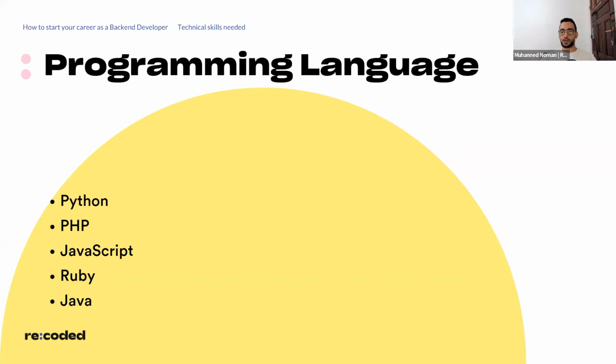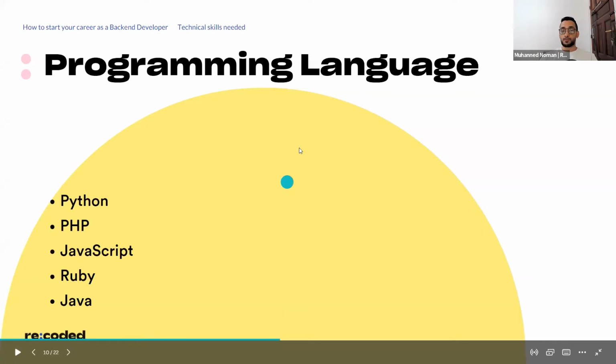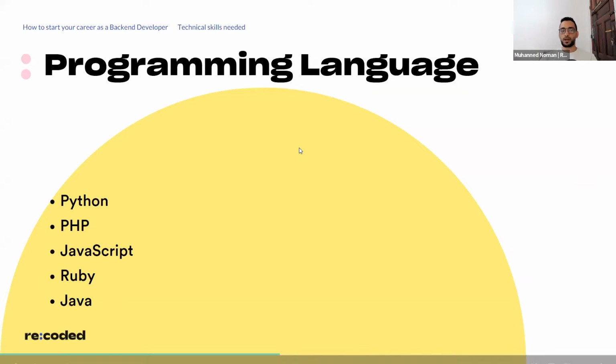So for programming languages, as we said, there are tons of programming languages that you can go with when you are specifically working with the backend. You can go with Python, PHP, JavaScript, Ruby, Java. A personal preference of mine is JavaScript. I would say that it's the easiest to break into the field of backend development. It's proven to be really competitive. It's actually very high in demand. So you definitely need to understand JavaScript.